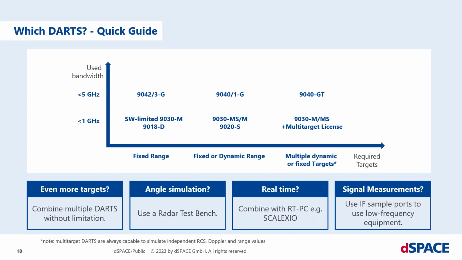Then we use one of our radar test benches that use mechanical movement of the radar sensor and DARTS front ends to control the angle of arrival of the generated targets. The next important question is the use case: a scenario-based test in real time, maybe even in synchronization with other sensors? Then we control the DARTS from a real-time PC, such as our Galaxio system.